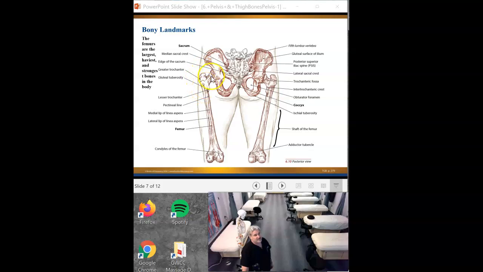There's the gluteal tuberosity, because the gluteus maximus attaches to that, and your iliotibial tract. So all sorts of important stuff here. I just want you to kind of remember. That's it. That's it for now.